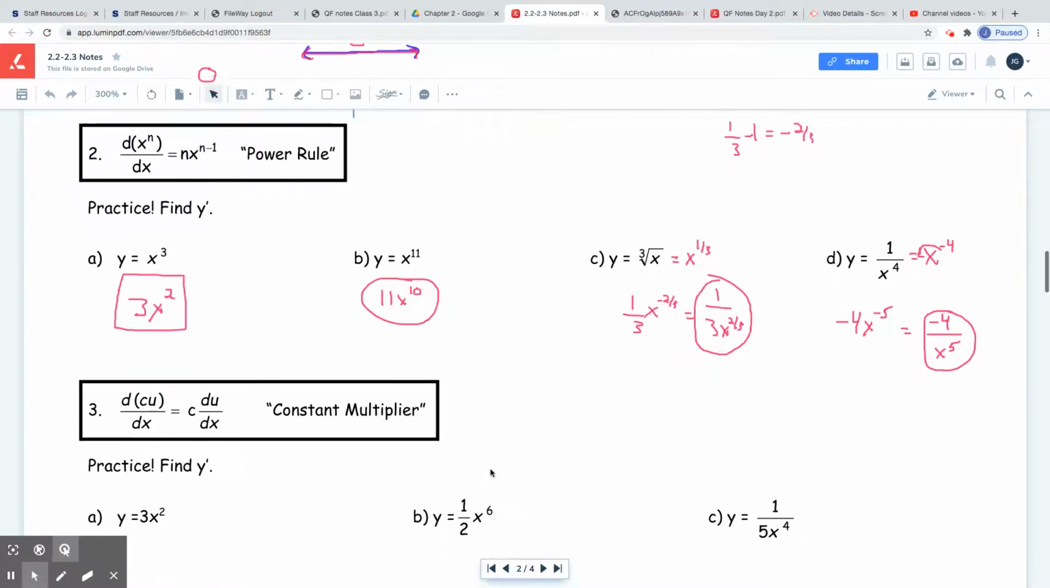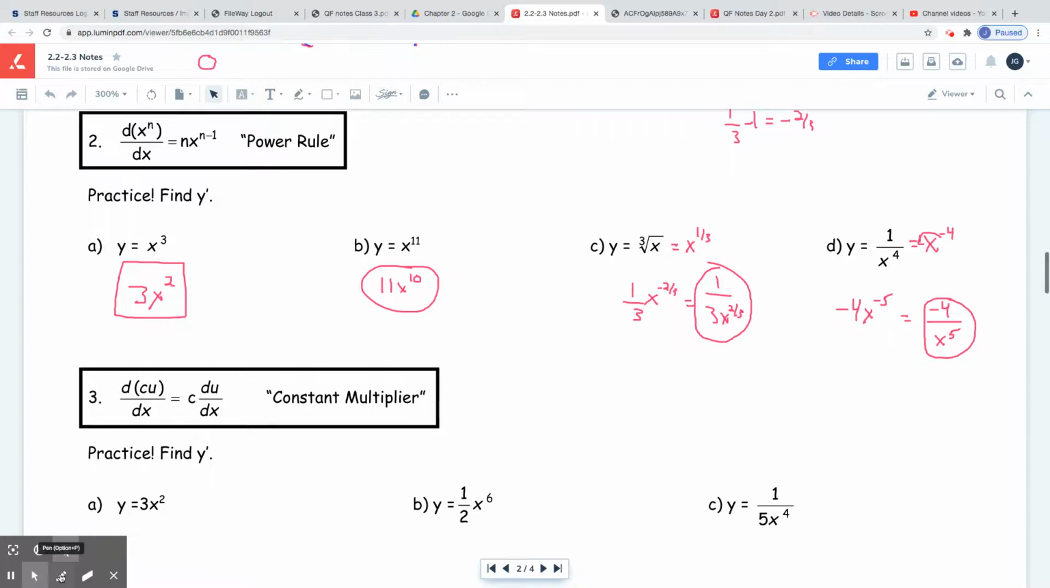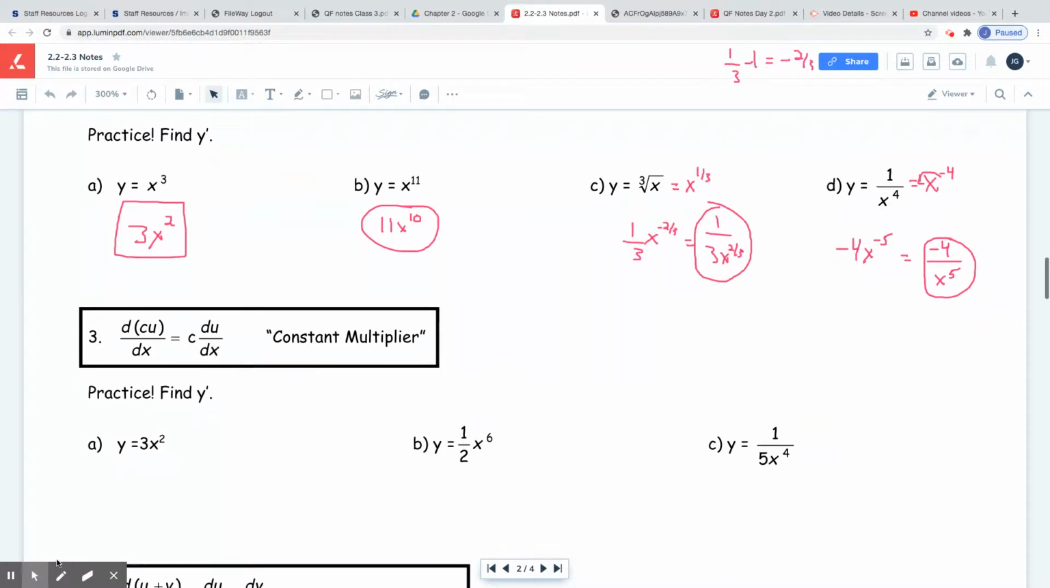Constant multiplier. A constant multiplier just means that if you have something out front, like notice here, there was nothing in front of the x's. If we have 3, no big deal. We'd still do the same rule. Move the 2 out in front, but you just multiply. 2 times 3 is 6. x to the 2 minus 1, which is 1. So the derivative of 3x squared is just 6x. Go ahead and try B. See if you can figure out what B is.